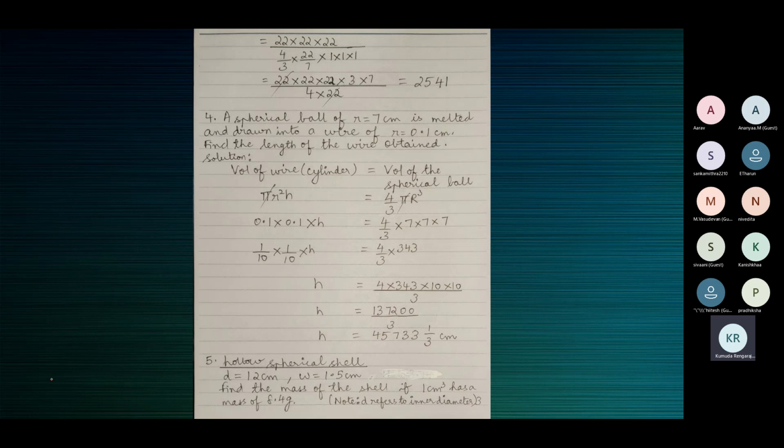If the volume is 10 centimeter cube, then its mass will be 8.4 into 10, 84 grams. So how many centimeter cube is there in this hollow spherical shell? That means you should find the volume. And what is the formula to find the volume of a hollow spherical shell? Yes, what's the formula?